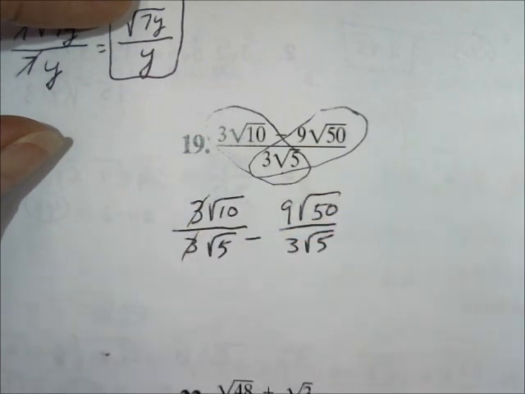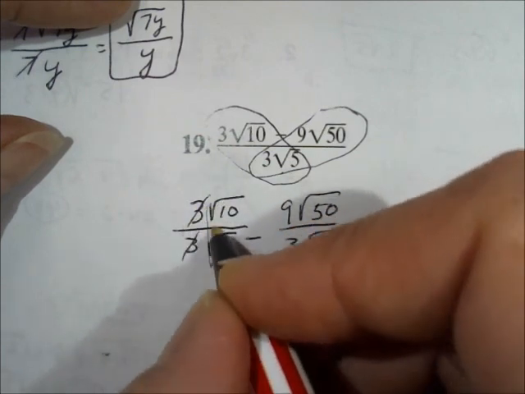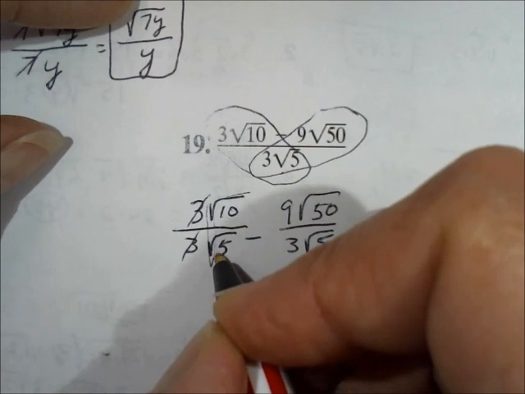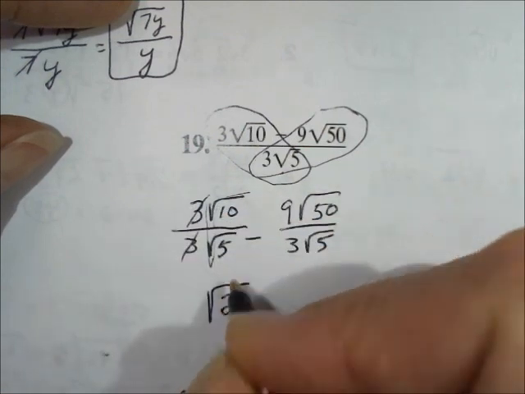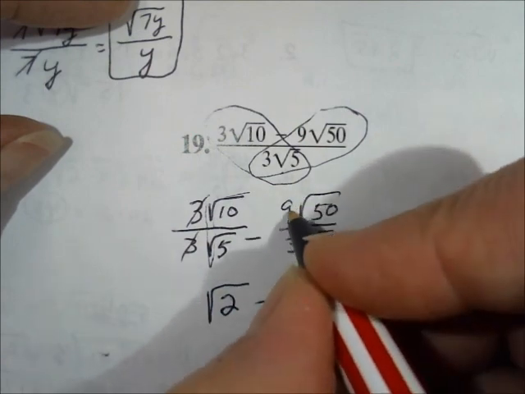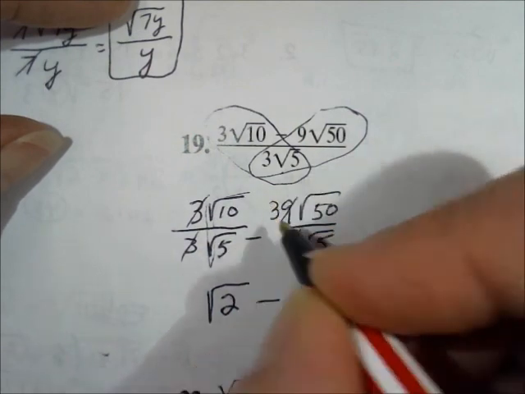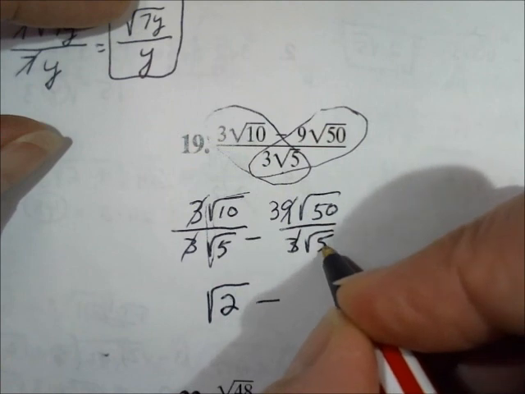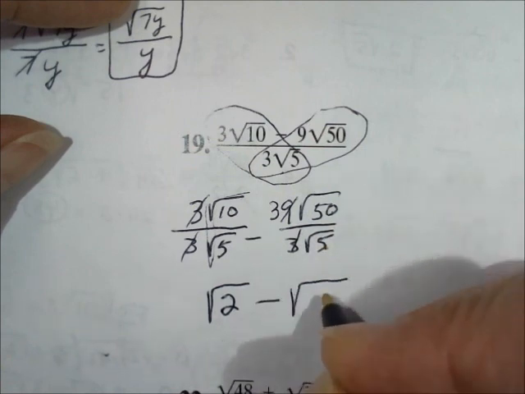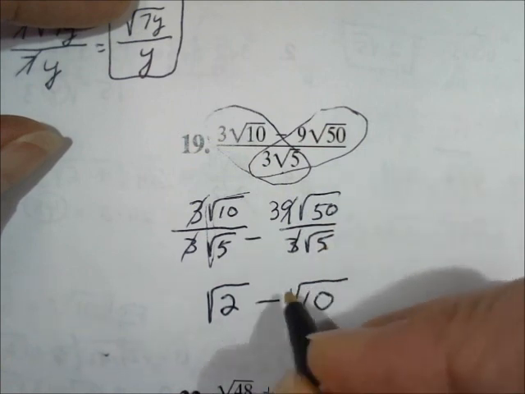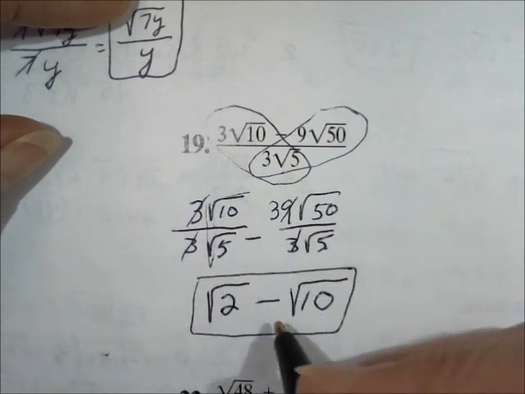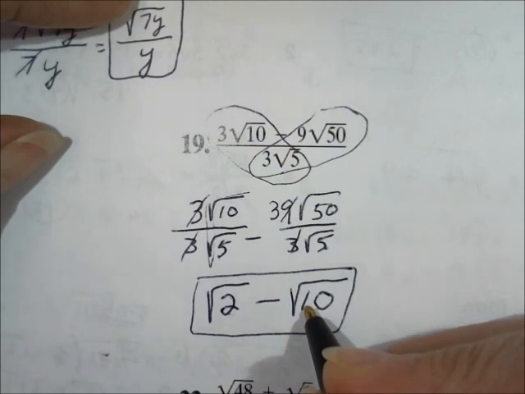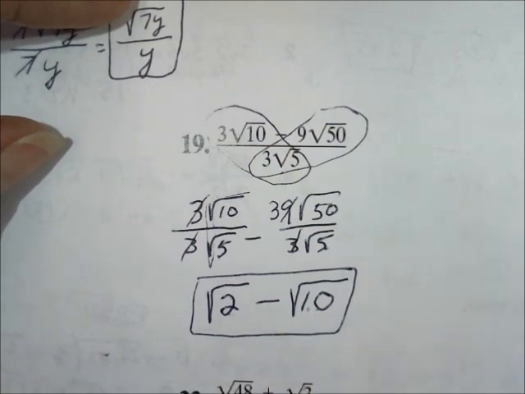Those 3's will cancel, and you can create one big radical out of this, 10 divided by 5, which is 2. So the 3's go away, and you're just left with the square root of 2, 10 over 5. Over here, 9 divided by 3 is 3, and 50 divided by 5 is 10. So you can call that the square root of 2 minus the square root of 10. Don't combine those, because you can't combine unlike radicals. These would have to be equal to each other in order to be combined.